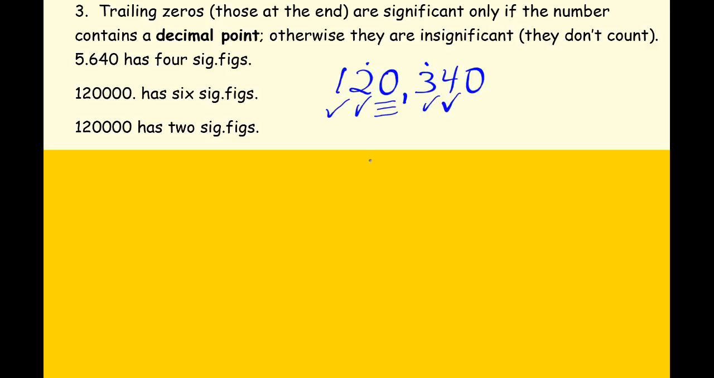The third rule says that trailing zeros or zeros at the end are only significant if there's a decimal point. There is no decimal point on this quantity. Therefore, we can say that this 0 does not count. So we have 1, 2, 3, 4, 5. So we have a total of 5 significant figures in this example.